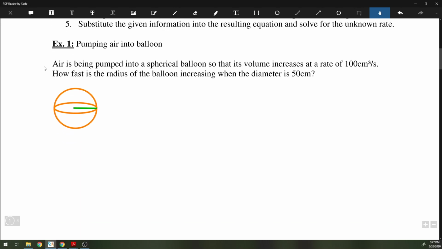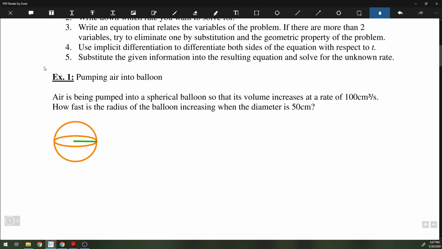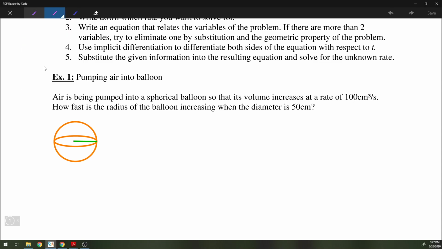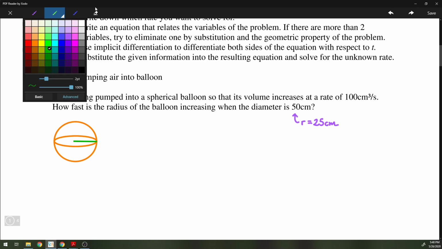So let's see how that works in practice. Here we have a spherical balloon. Volume increases at the rate of 100 cubic centimeters per second. How fast is the radius increasing when the diameter is 50 centimeters? For this question, you can see first that if the diameter is 50, then the radius is 25 centimeters. And that is this length right here, 25 centimeters.